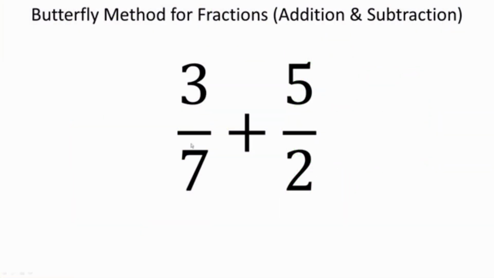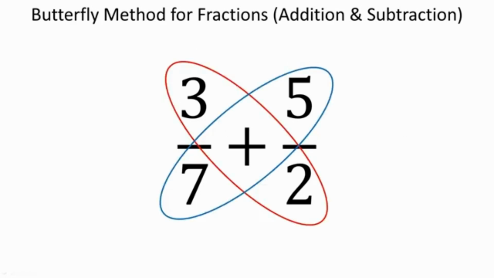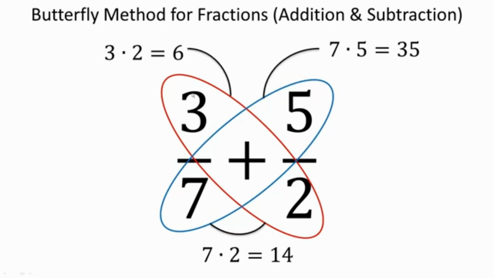We have 3 over 7 plus 5 over 2. So let's begin. The first step would be to highlight 3 and 2, this diagonal right here in red. And then we take the diagonal 7 and 5, this diagonal here. Then we multiply 3 times 2 and we get 6.